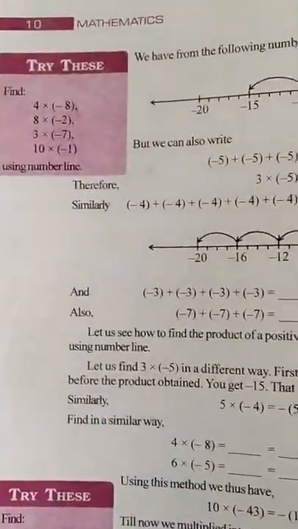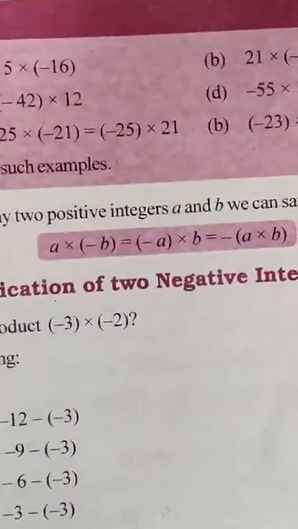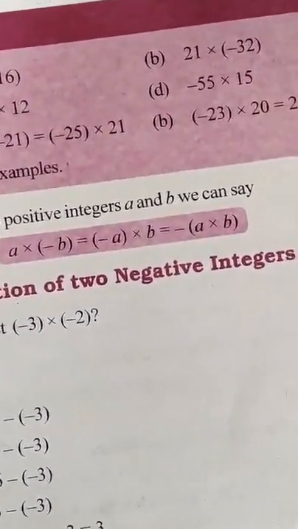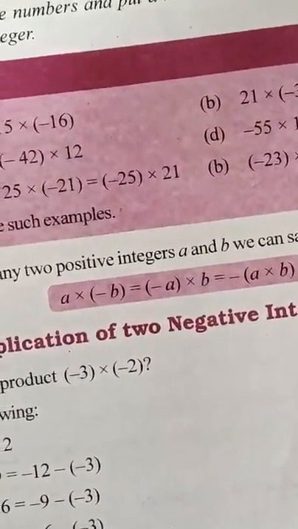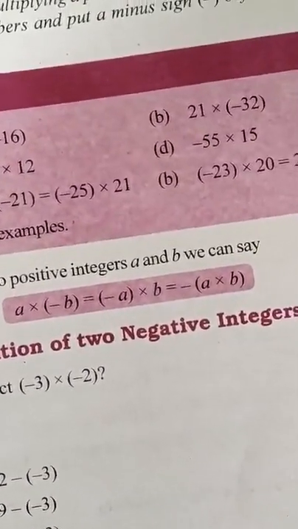So here is the form of it: a into minus b, that is minus a into b, and the answer is minus a into b.